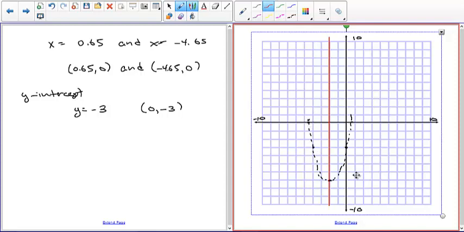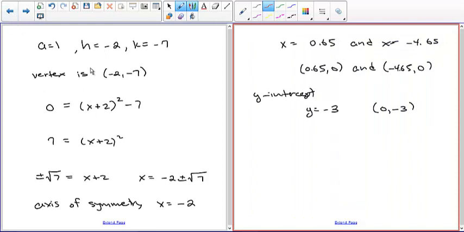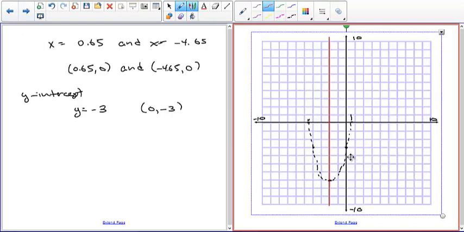Now, because this a is 1, we can use the normal situation where if you go to the right of the vertex 1, you go up 1. If you go to the right of the vertex 2, you go up 4. 1, 2, 3, 4, which is the y-intercept. So we do the same thing on this side here. Over 2, up 4, over 3, up 8. 1, 2, 3, 4, 5, 6, 7, 8. Go over 3. 1, 2, 3.